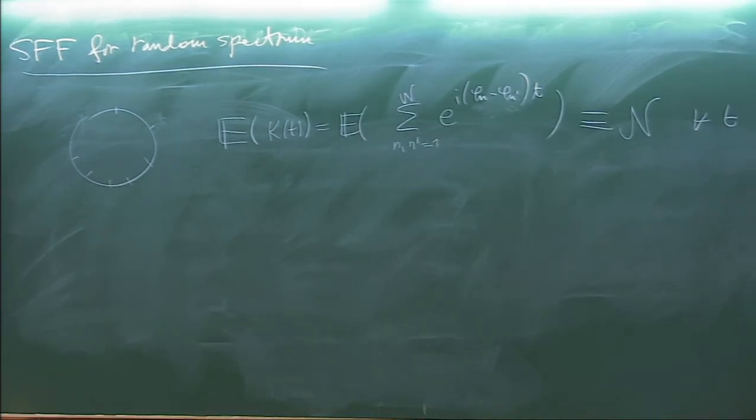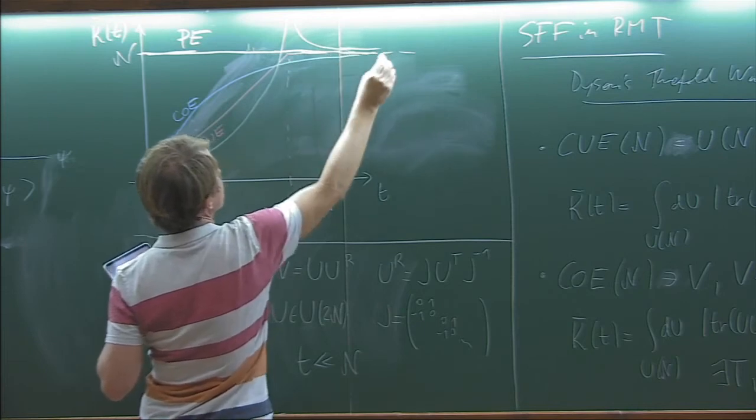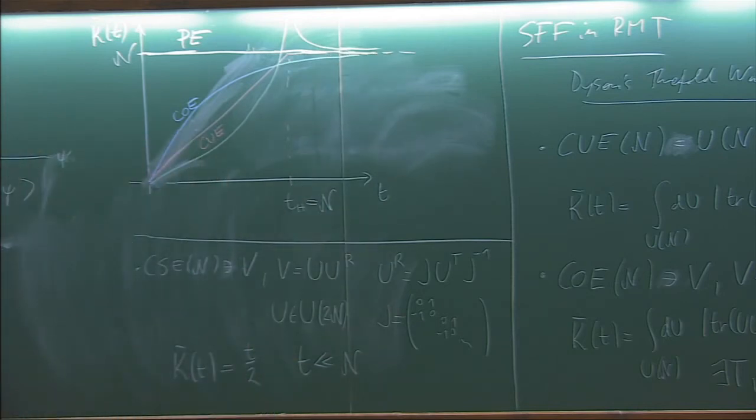That is, if you want, a Poisson ensemble. Sometimes people call this Poisson ensemble or Poisson random. And that, according to the Berry-Tabor conjecture, should correspond to integrable systems. OK, I had this box here, but then there is another conjecture, which is called the Berry-Tabor conjecture.